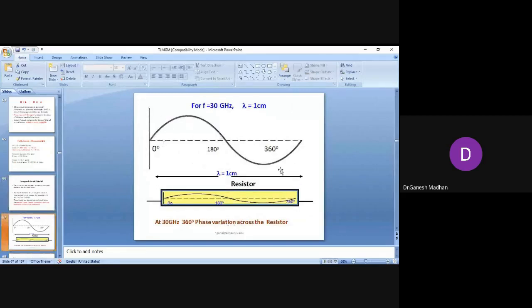F is 30 GHz, lambda is 1 centimeter, and the resistor dimension is 1 centimeter. Now inside the resistor itself, at this point it is 0 phase shift, at this point it is 180 degree phase shift, at this point it is 360 degree phase shift. So within the resistor itself, you have the phase variation. Here it is V angle 0, here V angle 90, here V angle 180, V angle 270, V angle 360.